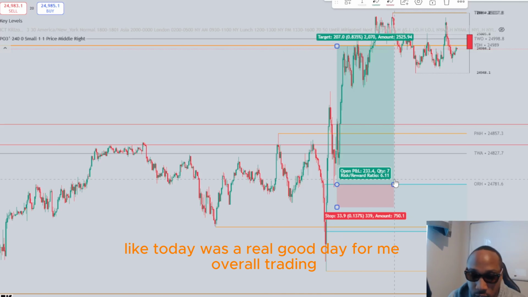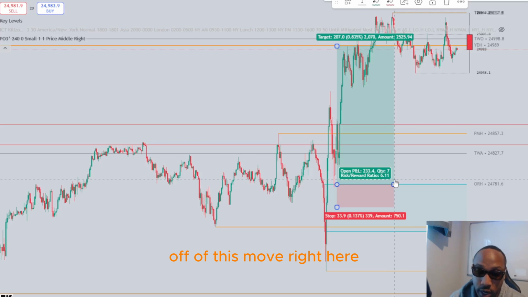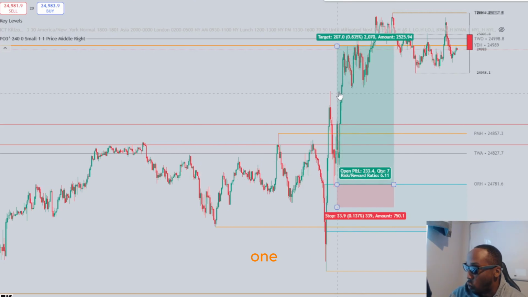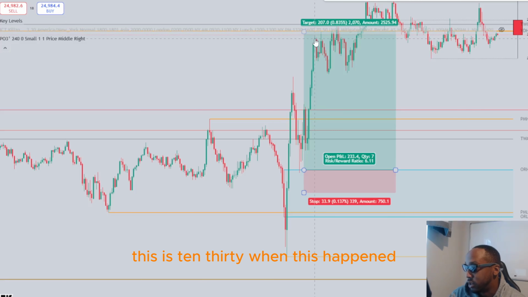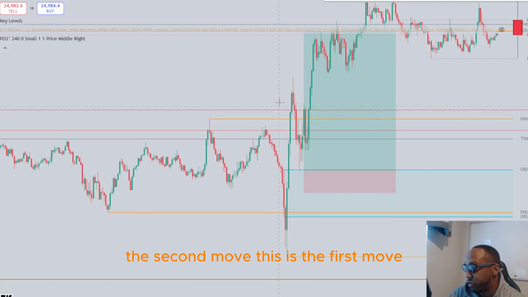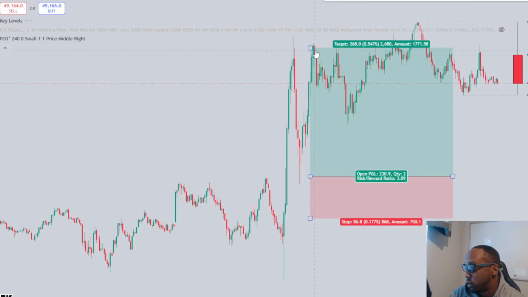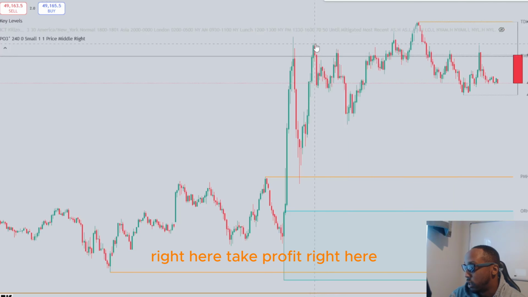Today was a real good day for me. Overall trading, off of this move right here, I passed and pushed a lot of accounts. Very overall good day. I just want to show you guys that I was done with trading before 11 o'clock right here. This is 10:30 when this happened, the second move. This is the first move, second move. Done before 11. Take profit right here.